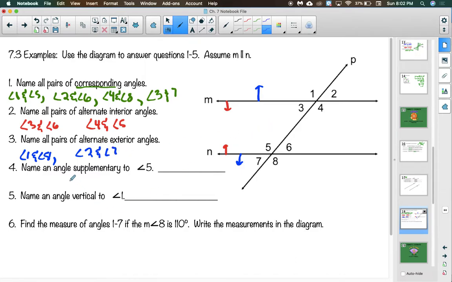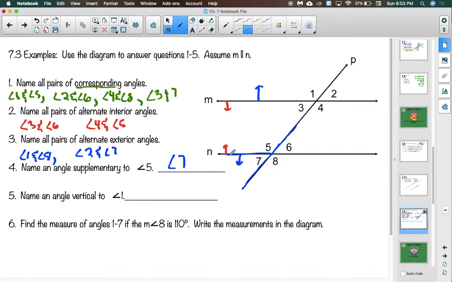Now we're getting some review stuff here. Name an angle supplementary to angle 5. So I'm going to trace angle 5 here. To find a supplementary angle, take one of those two rays and continue it to see where the straight angle is. So here's my straight angle. Angle 5 and angle 7 are pushed together to make that straight angle, so they are supplementary. So an angle supplementary to angle 5 is angle 7.